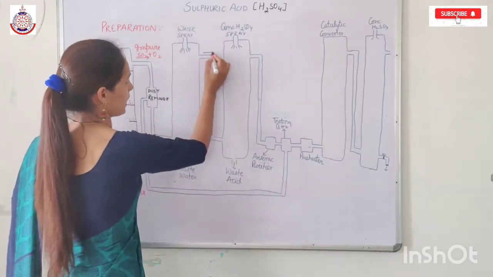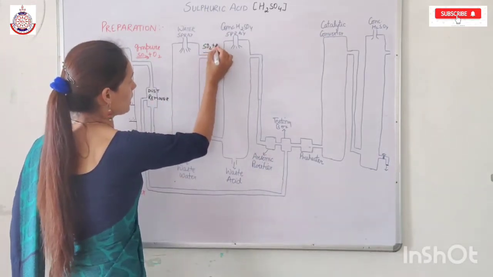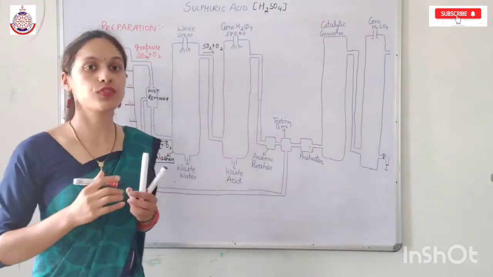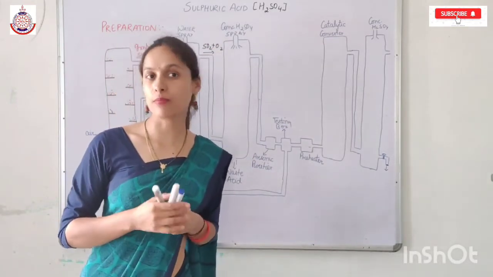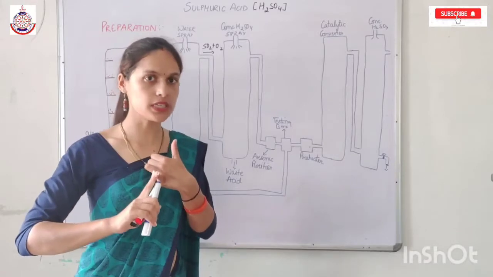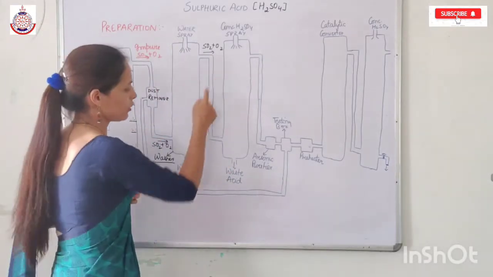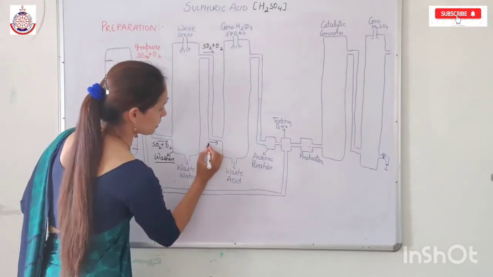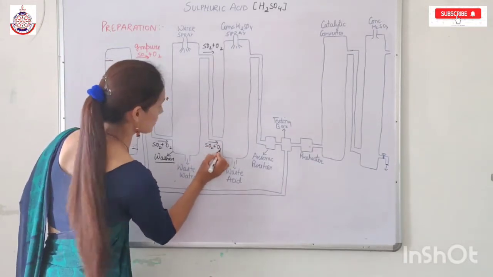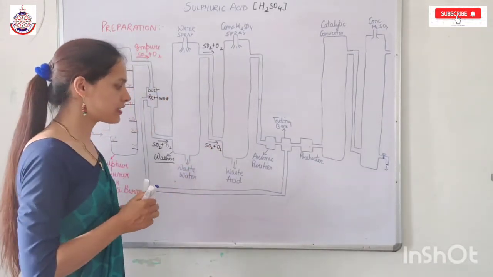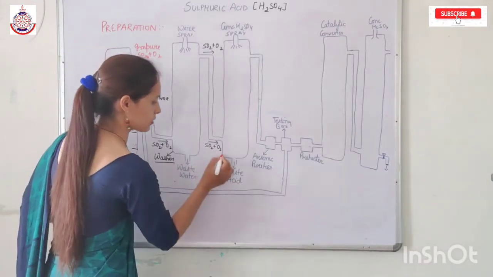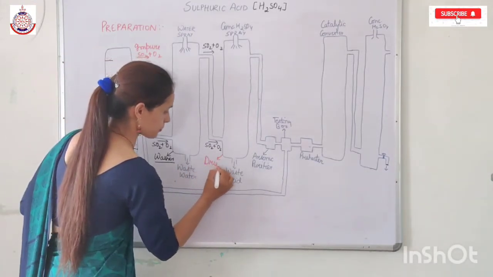Now from here it will move out of the chamber, and this SO2 is free from the water soluble impurities. First it was free from the dust, now it is free from the soluble impurities. Now this will enter the third chamber, and this is known as dryer.